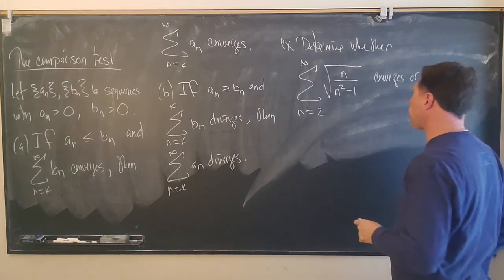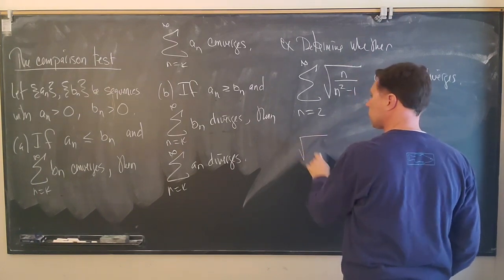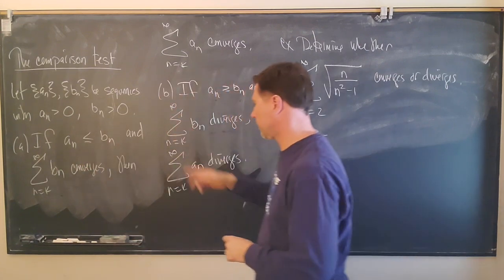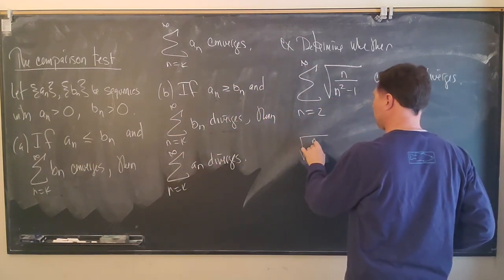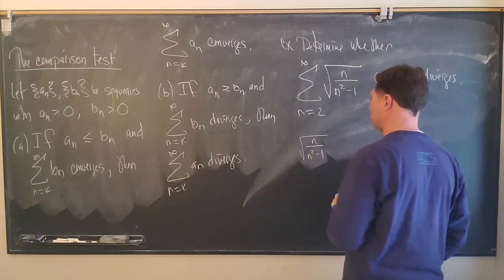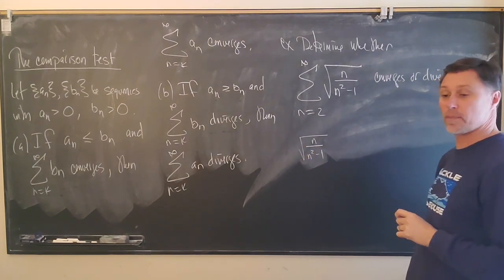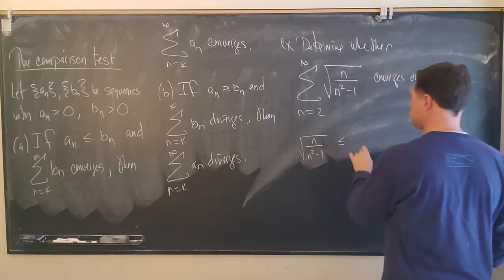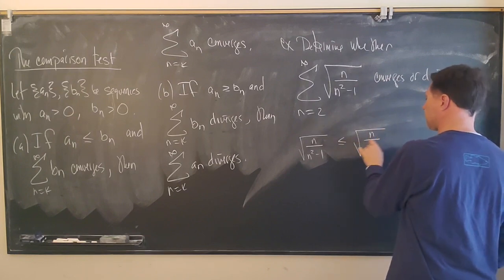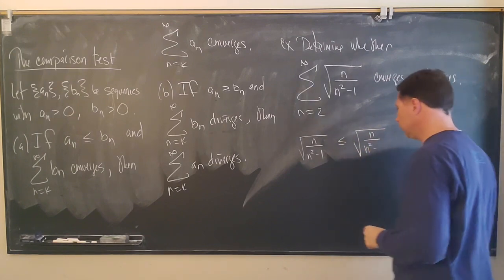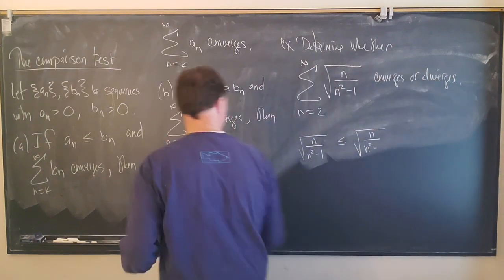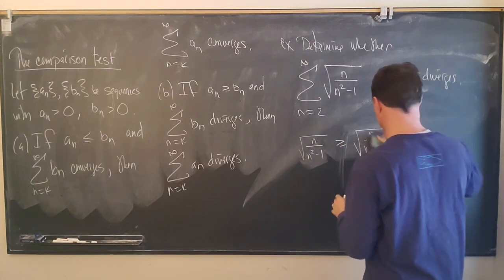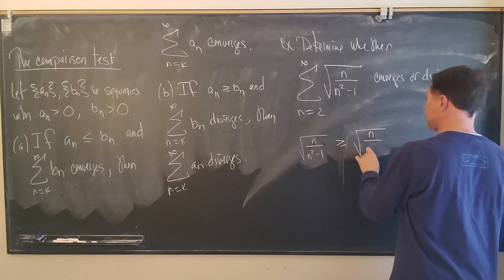And here's the idea. Remember, the comparison test, whether you use part A or part B, requires you to set up an inequality. So that's what I'm going to do. I'm going to look at square root of n over n squared minus 1. And here's what you want to notice: this is greater than square root of n over n squared.